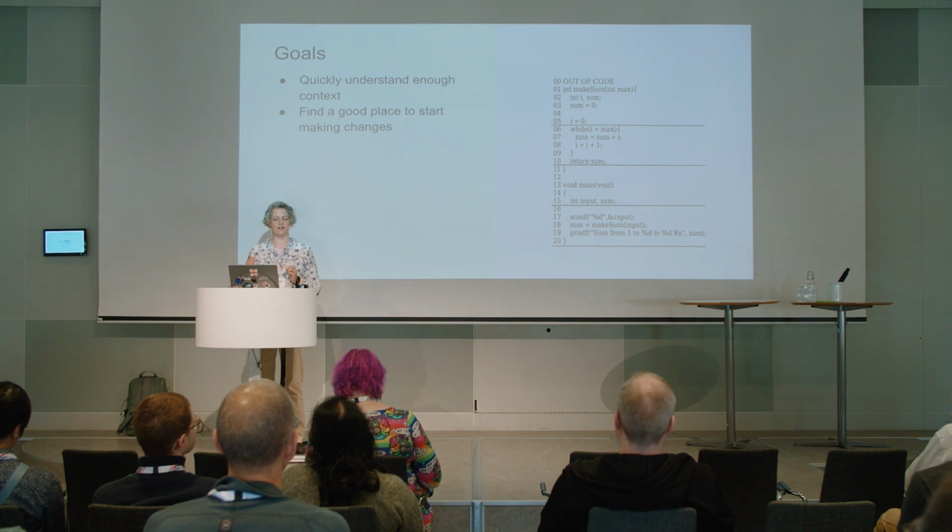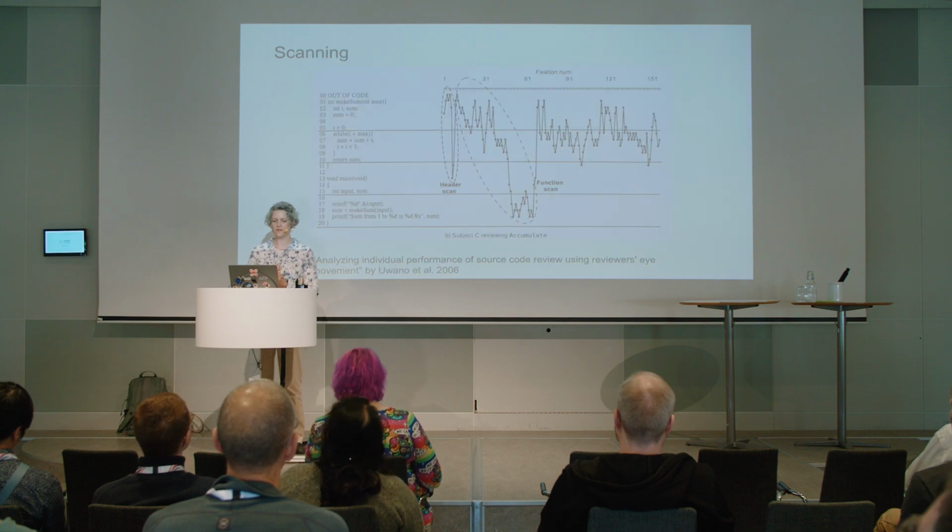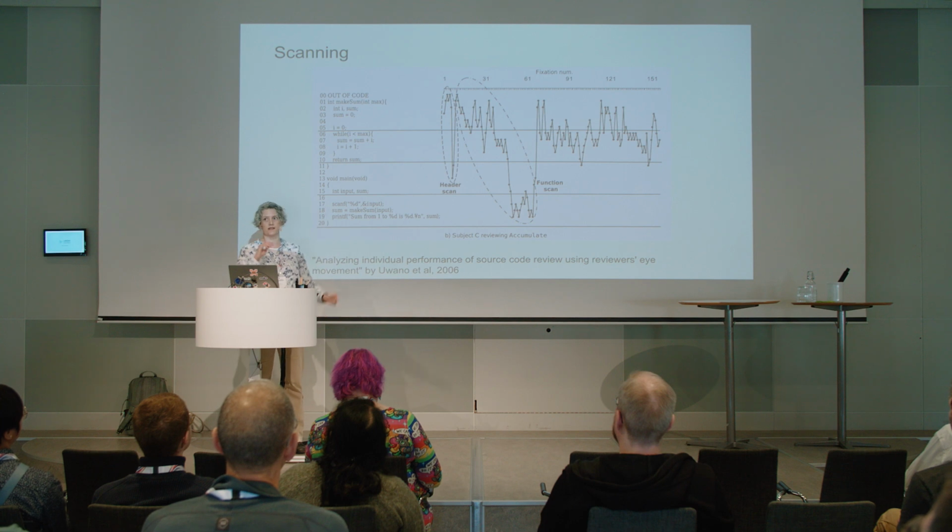This is actually a piece of code that was used in an eye tracking study that some researchers did to try and work out how people read code. I find that they had some interesting results. On this side is the piece of code, and on the right is the result of the eye tracker: which line are they looking at over time?